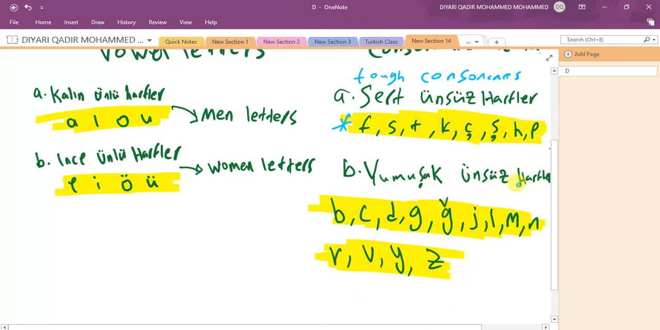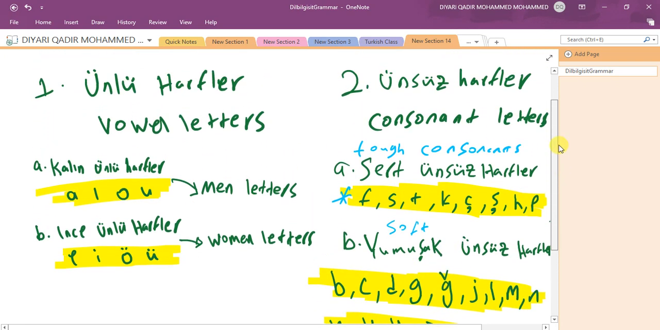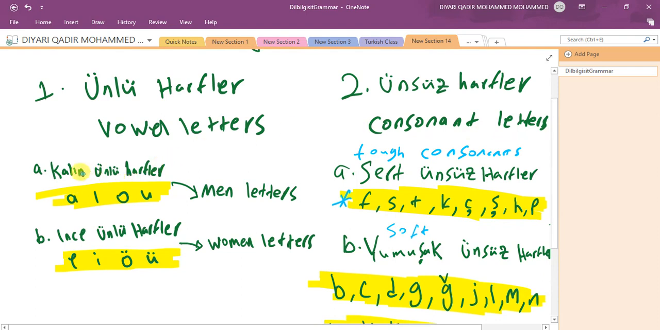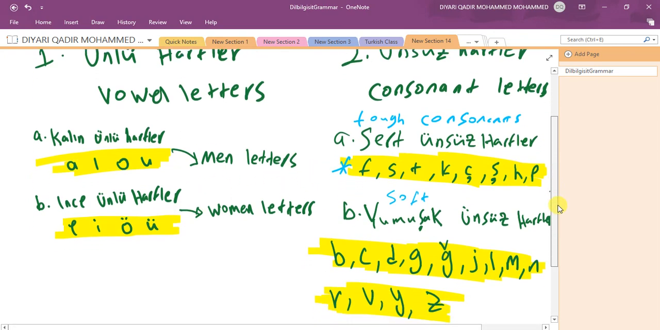Yumuşak ünsüz harfler. Yumuşak means soft. Soft: B, C, D, G, yumuşak G, which means soft G, J, L, M, N, R, V, Y, Z. We don't use these too much in our grammar section. So now we understand that we have a, o, u, the main letters; e, i, ö, ü, the women letters; and the sert ünsüz harfler F, S, T, K, Ç, Ş, H, P. These three sets are very important and widely used in our grammar.